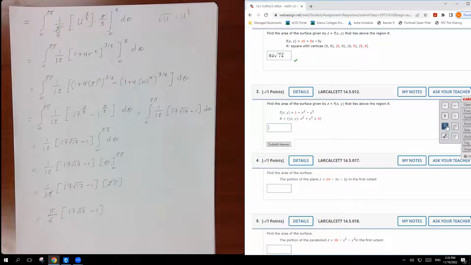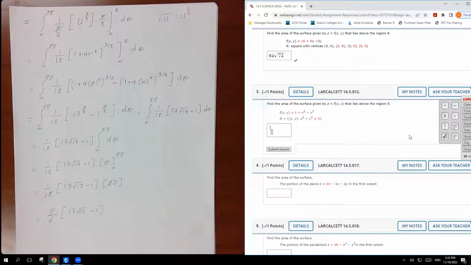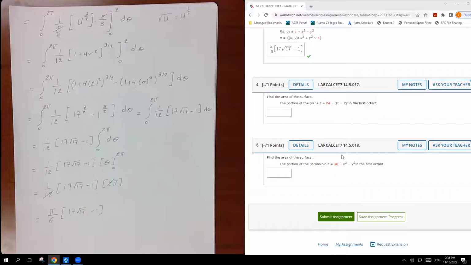Let's plug in here. It's going to be pi over 6, and now we're going to put a bracket, 17 square root of 17 minus 1. Here we go. We got a tie. Let's go to example 4.